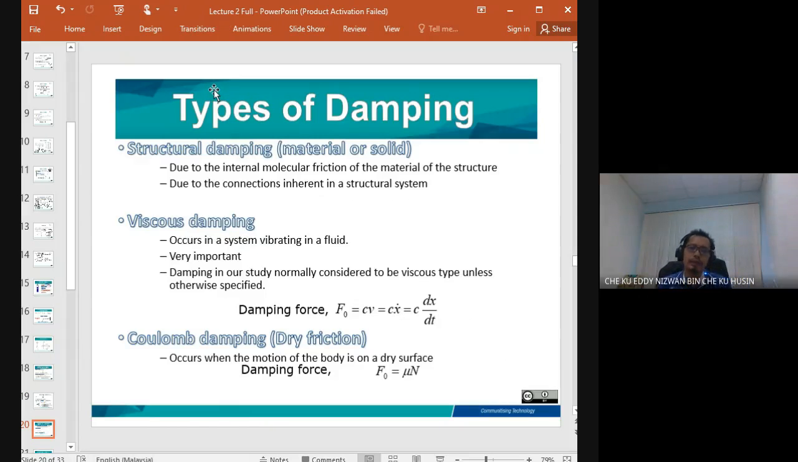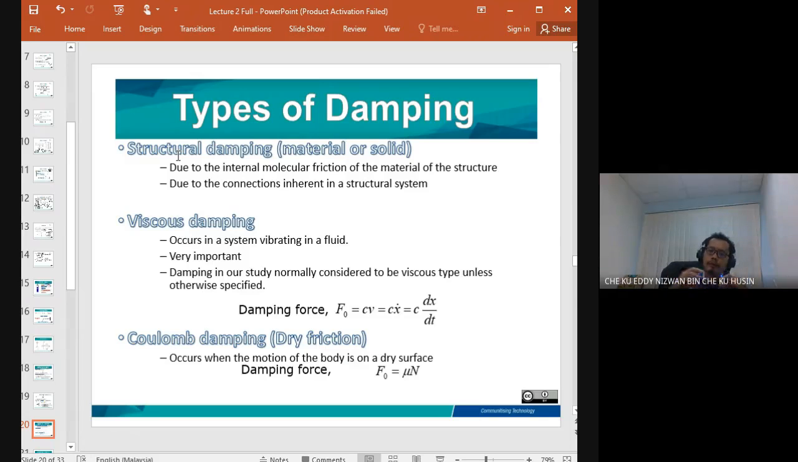Okay, so this is the type of damping. There is structural damping. As mentioned, all materials themselves have their own damping value. It's due to the friction of the molecules inside that material. If there is a deflection, the interactions between molecules can create damping. So that's why all structures have their own damping.